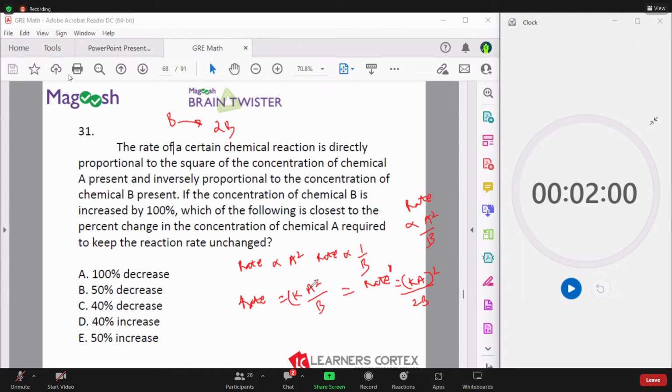K square is equal to 2 and K is equal to 1.44. A square by B is equal to K whole square by 2B. So K is equal to 1.44.